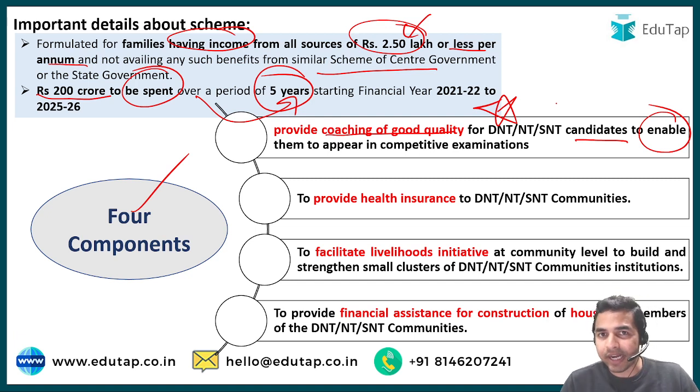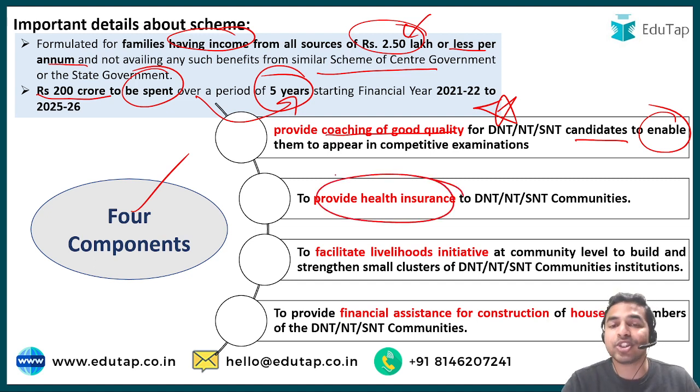Okay, apart from that, health is also a very important part, which is really a very important right of all the people. So that is why the government has also included the component of providing health insurance to these DNT communities, and apart from that they are also going to facilitate livelihood initiatives at the community level to build and strengthen the small clusters of these DNT community institutions.